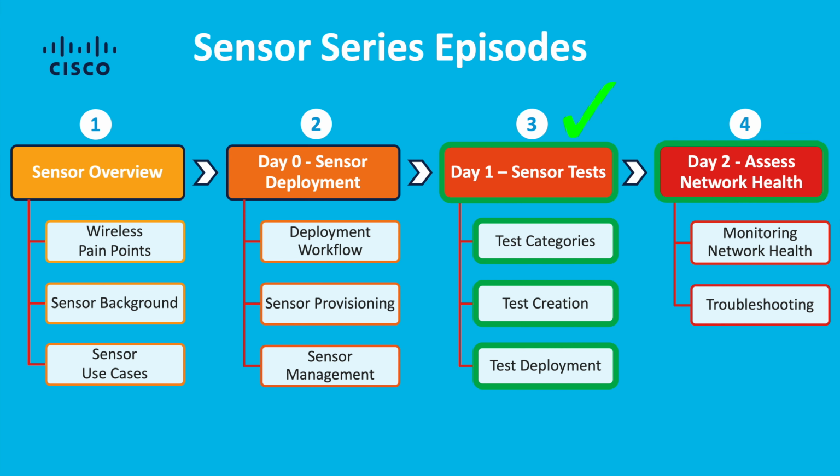In the next episode, I'll be going over how we can now assess our wireless network's health in day 2 and onwards. We'll be doing so by going through the sensor dashboard and Sensor 360 page on Cisco DNA Assurance. In the case you run into any issues, we'll also be going over how to troubleshoot these issues.